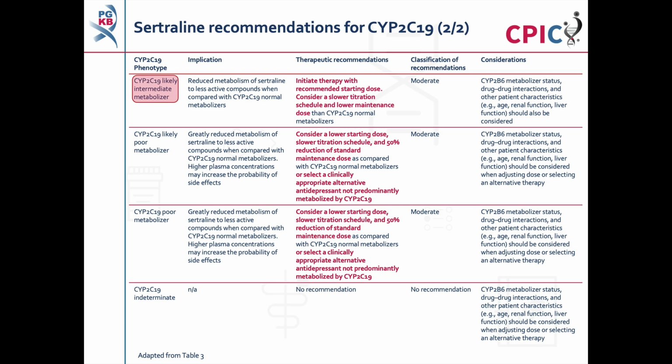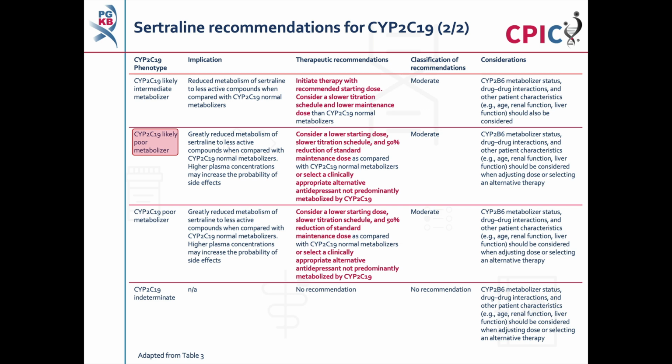Patients with a CYP2C19 likely intermediate metabolizer phenotype will have reduced metabolism of sertraline compared to normal metabolizers. These patients can begin sertraline therapy at the recommended starting dose. A slower titration schedule and lower maintenance dose should be considered for these patients. This is a moderate recommendation.